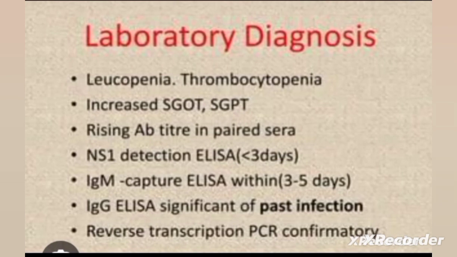Regarding the diagnosis of dengue fever, mainly the CBC values will have variations. The patient will have leukopenia, with the WBC count decreased, and thrombocytes or platelet count decreased, then increased SGOT and SGPT levels, then a rising antibody titer in paired sera, then NS1 detection in ELISA test, then IgM capture in ELISA, then IgG ELISA, significant of past infection, then reverse transcription PCR, confirmatory. So these are the laboratory findings that conclude dengue fever.